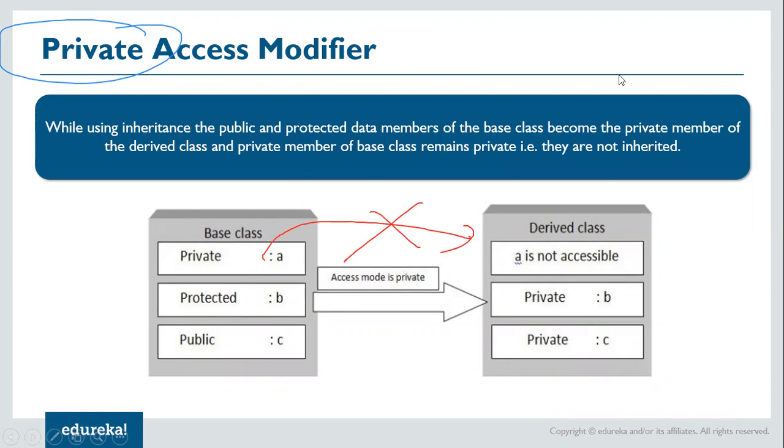Now, as far as the other two are concerned, the protected member will be available here, but since we are using the private access modifier, the member will become private here, and public will also become private. Private meaning it will not be accessible outside the class. This is a simple concept to understand, since we know the accessibility of a private member. So let me clear this drawing and move on to the next slide.